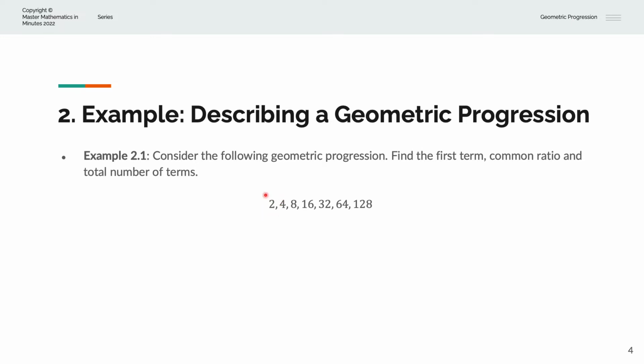So the first term is 2, and so we have u1 equals a equals 2. And notice that 2 times 2 is 4, 4 times 2 is 8, 8 times 2 is 16. And that gives us a common ratio of r equals 2. By counting the number of terms, we have 1, 2, 3, 4, 5, 6, 7. So there are a total of 7 terms, and that gives us n equals 7.